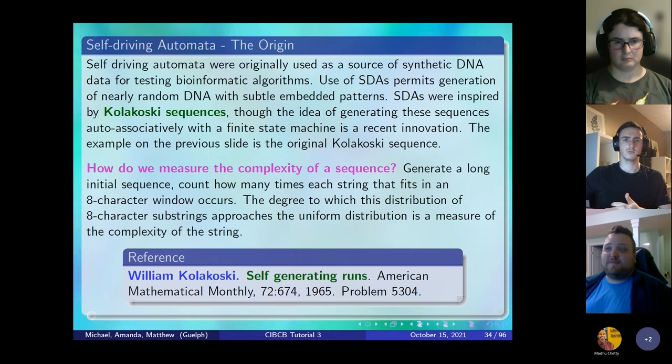So how do we measure the complexity of a sequence? Well, we generate a very long initial sequence, count how many times each string that fits in an 8-character window occurs. The degree to which this distribution of 8-character substrings approaches the uniform distribution is a measure of the complexity of the string. And there's a reference to the initial Kolaski sequence.